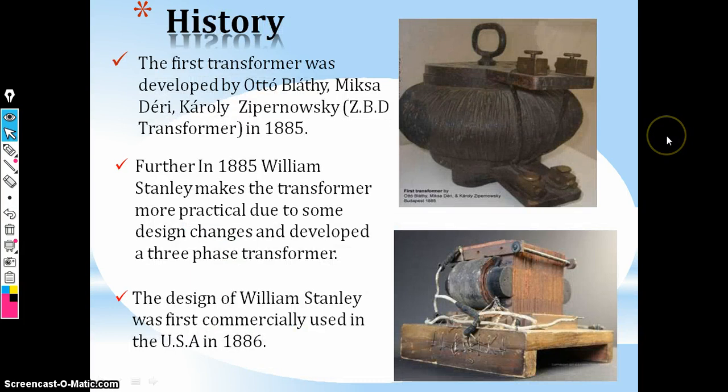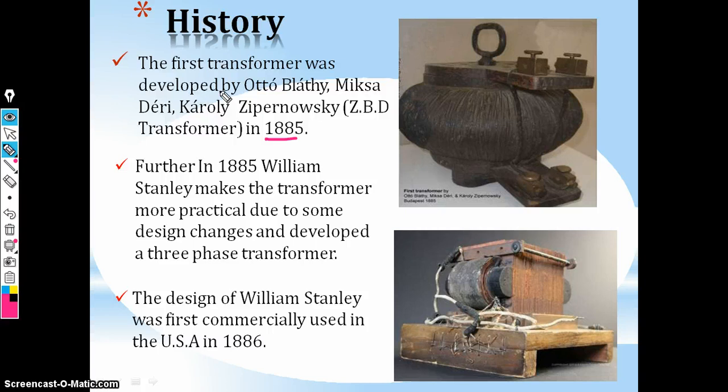Then the history of the transformer. The first transformer was developed in 1885, and this transformer was developed by Otto Blathy with the help of Miksa Deri. These are the names of the two scientists who first developed the transformer in 1885. Then this transformer was modified into a practical model by a scientist named William Stanley.